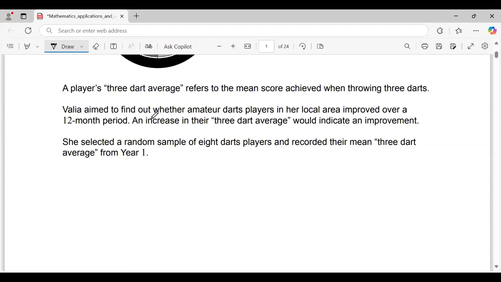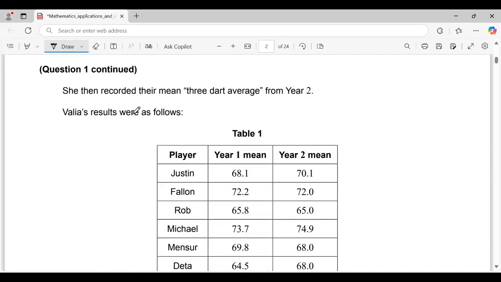Valia aimed to find out whether amateur dart players in her local area improve over a 12-month period. An increase in their three-dart average will indicate an improvement. She selected a random sample of 8 darts players and recorded their mean three-dart average from year 1. She then recorded their mean three-dart average from year 2. Valia's results were as follows.